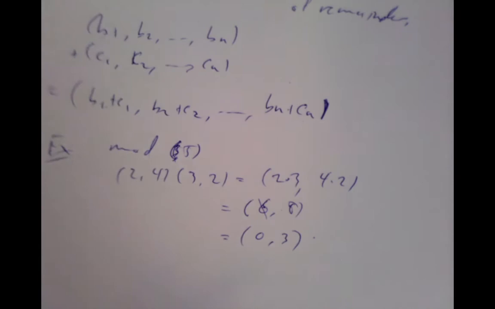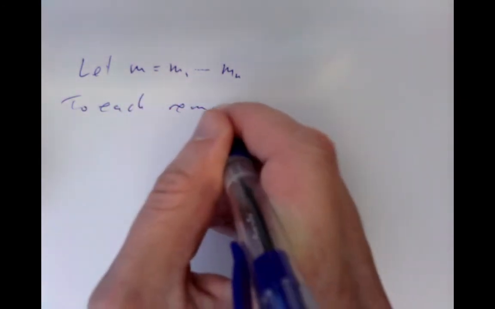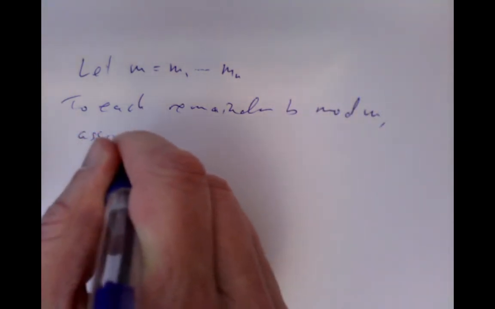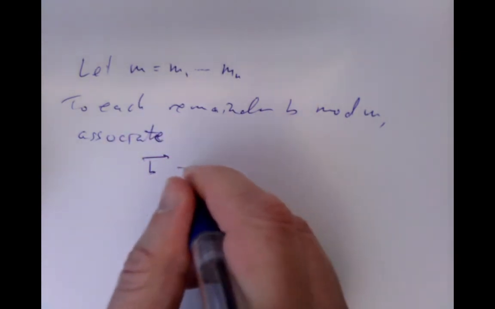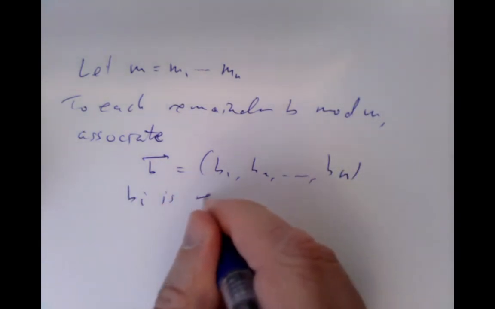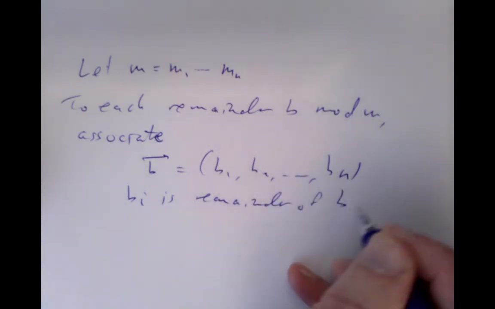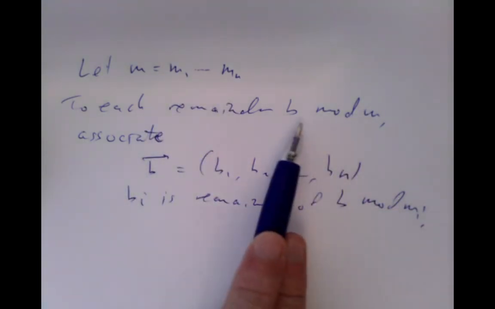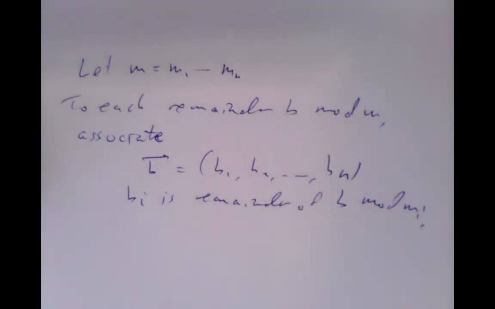Now we want to think about how we would use this to get a picture of what's going on in the Chinese remainder theorem. So again, we'll let M be the product m1 through mn, all of those numbers multiplied together, and then to each remainder, so just a single number, not a vector of numbers, but a single remainder b modulo M, associate a whole vector. And what's that vector going to be? Let's write it as b vector, which is b1, b2, and so on. What are its entries going to be? bi is the remainder of b mod mi. And that makes sense because mi divides M and they're all coprime. So once you know what this remainder b is up to M, you certainly know what it is up to the smaller numbers mi.